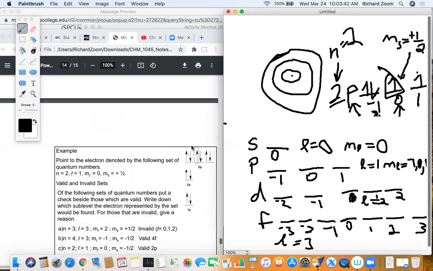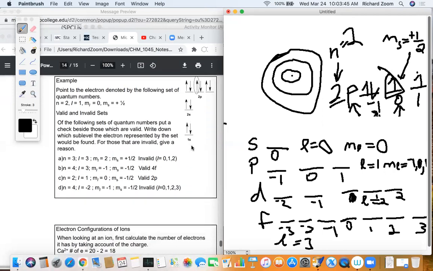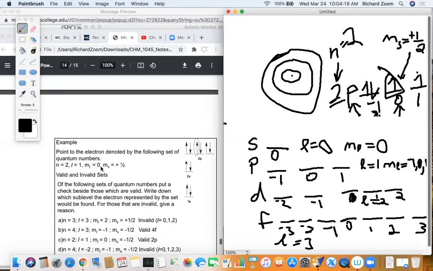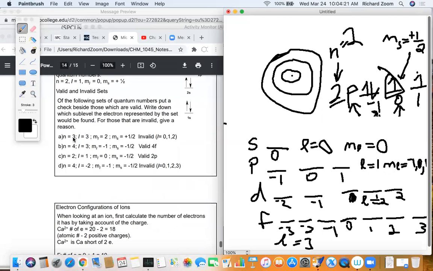All right, well, let's talk about valid and invalid sets then. So let's say you're given four sets of quantum numbers here, and they all have 4 values in them. We've got to see if these are actually defining a valid electron address or not. Looking at the first set, n equals 3, is that an allowed value? According to what I've got up here, the allowed values for n, the first quantum number, are 1, 2, 3, or anything above that. It's an integer, so n equals 3 is valid.